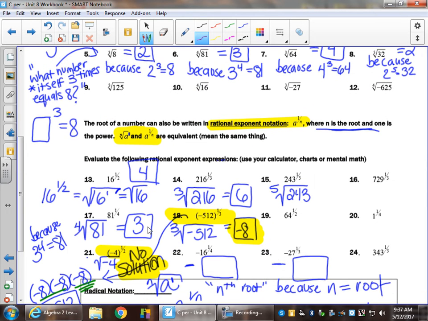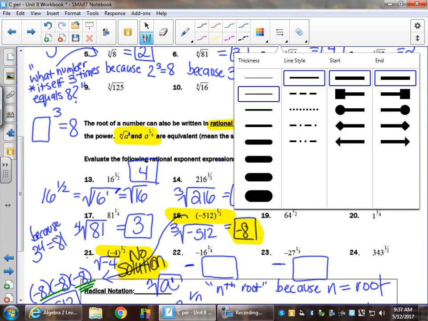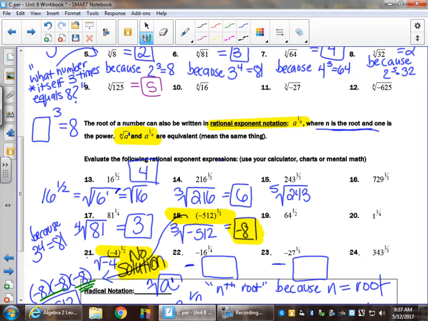So in the notes, I said we would start class by going over numbers 9 through 12. So can someone share with me what they had for number 9? What is the third root of 125? Equals 5. Because why? Good. 5 times 5 times 5. How do you say that using an exponent? 5 to the 3rd equals 125.